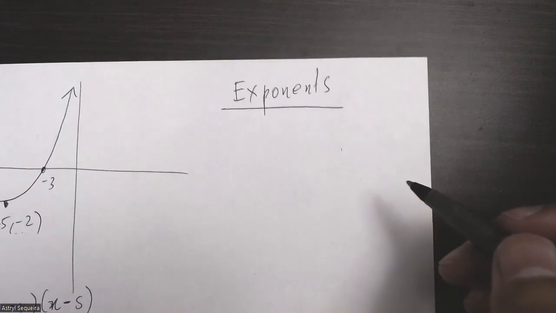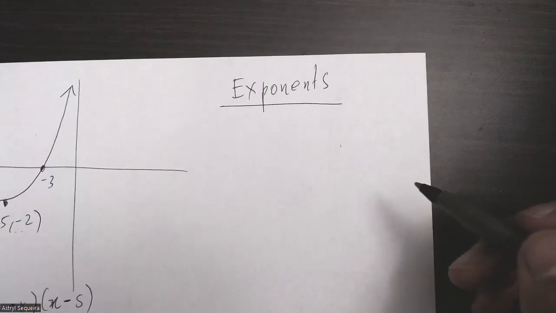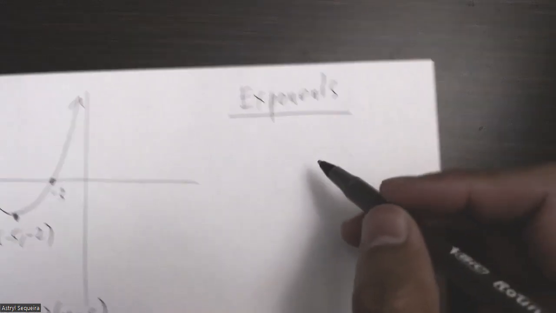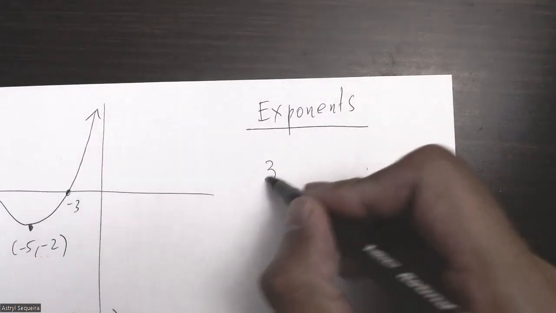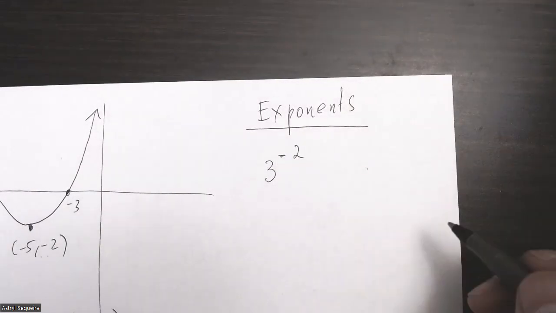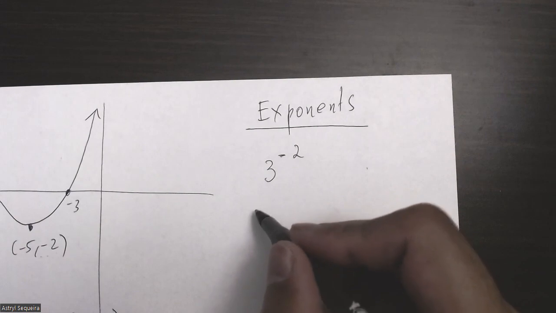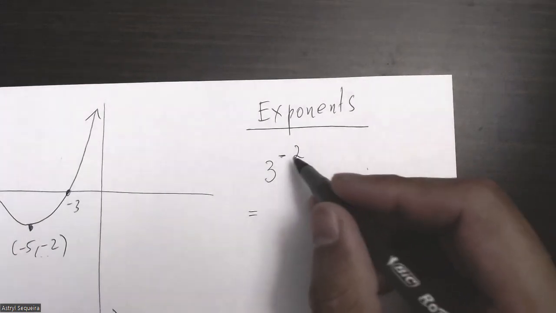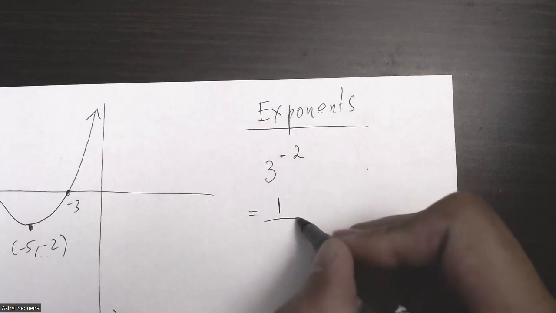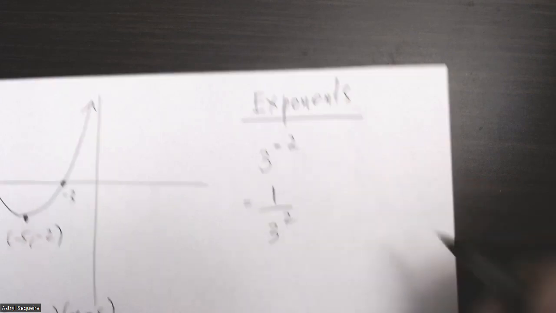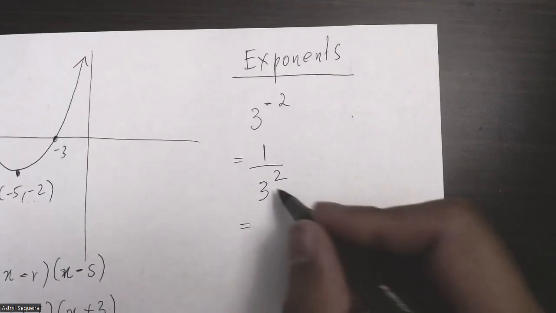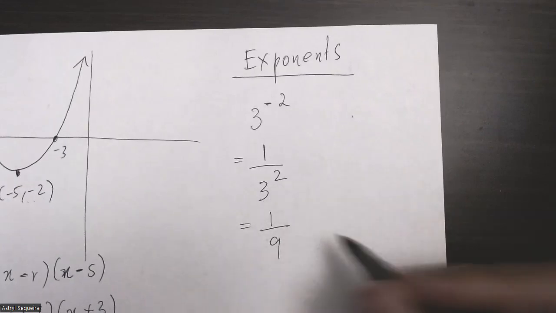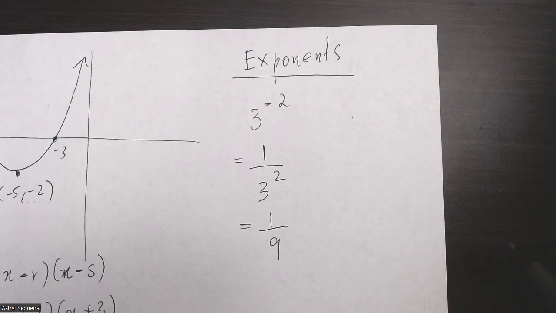So let me start with just some basic ones. I'm going to go through quite a few exponent questions here, and that will end this video. So we're going to start with basically simplifying each exponent. The first question I have is 3 to the negative 2. The first thing you want to do is get rid of the negative exponent. So we're going to bring it to the denominator and make the exponent positive. And then 3 squared I know is just 9. So my final answer is 1 over 9.